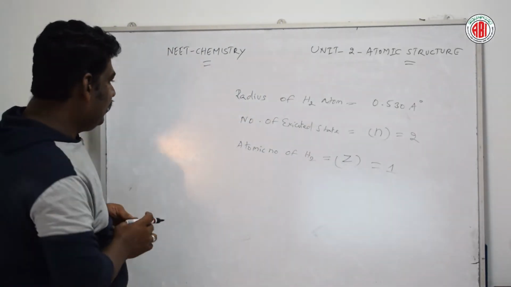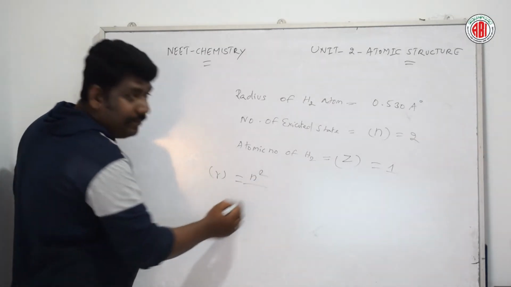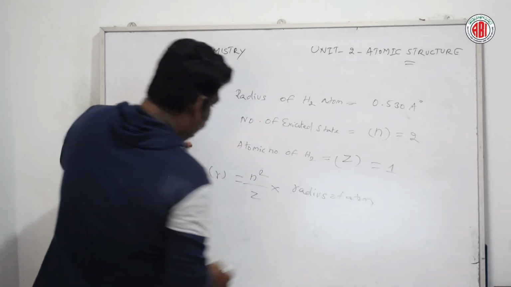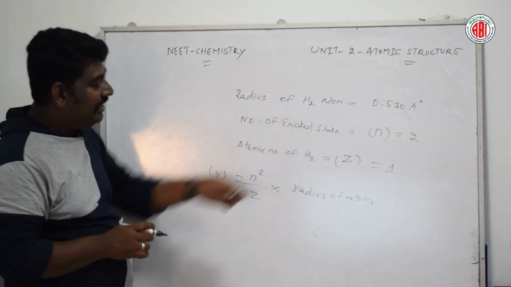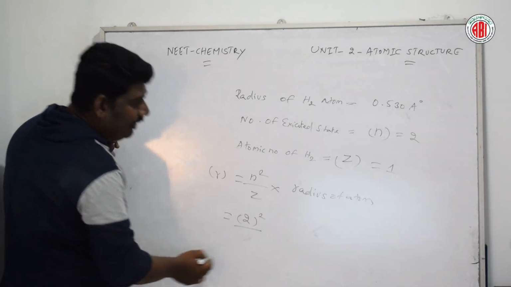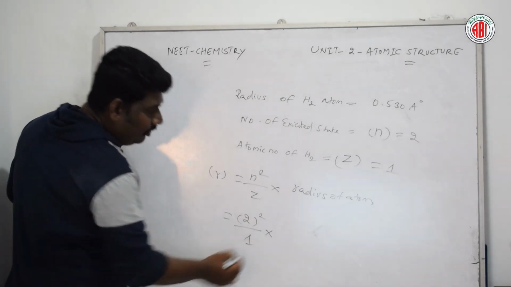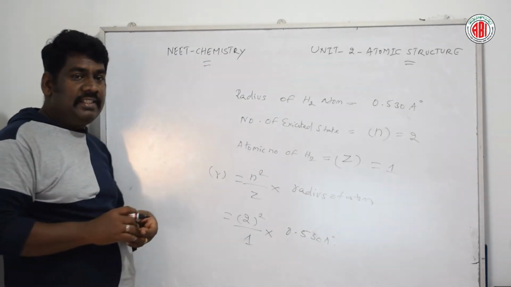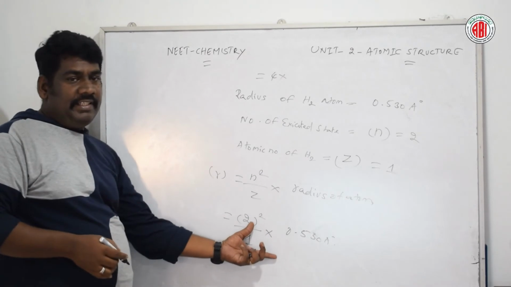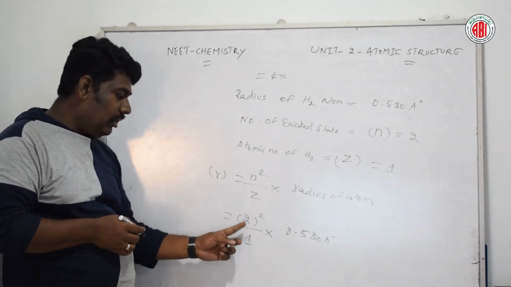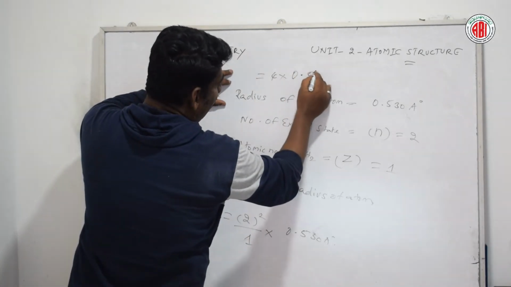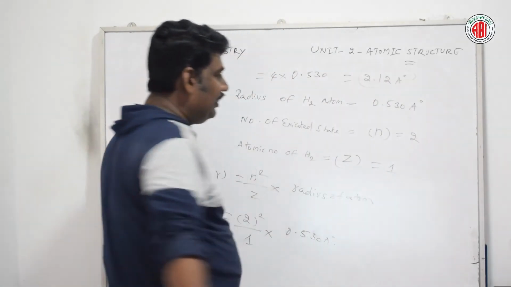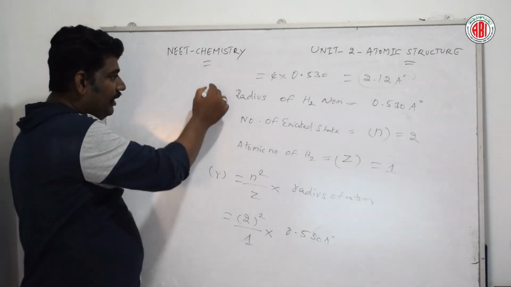Now let us use this formula and find the answer. R is equal to n square by Z into the radius of the atom. n square is the excited state number, so 2 square, divided by Z, the atomic number, that is 1, into the radius of the atom given here, 0.530 Angstrom. Simplifying, 2 squared is 4, so 4 into 0.530 Angstrom, that is 2.12 Angstrom. So this way we can solve this problem. According to this question, option D is the right answer.